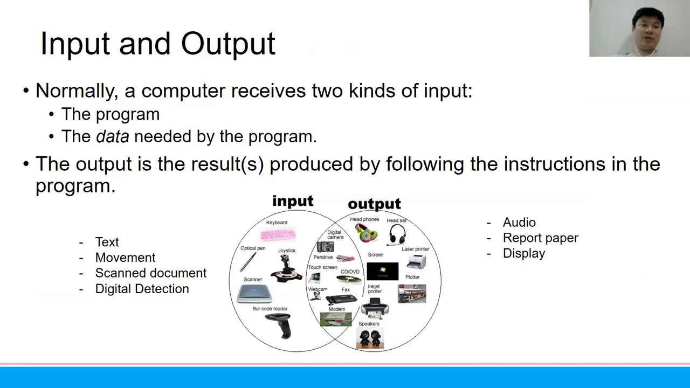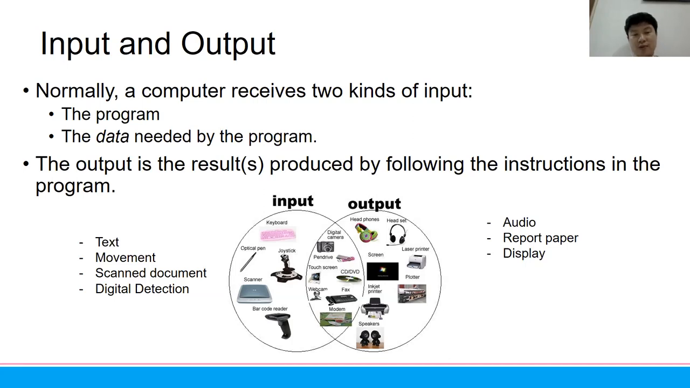Normally, a computer receives two kinds of input. We can give the input as a program, so when you have a program to run something, that program can be an input for another program. Or you can have data, and the data can be anything. For example, if you want to run your Google Mail, you need to input your Google ID and your password. It means they need your data. The output is the result produced by following the instructions in the program.